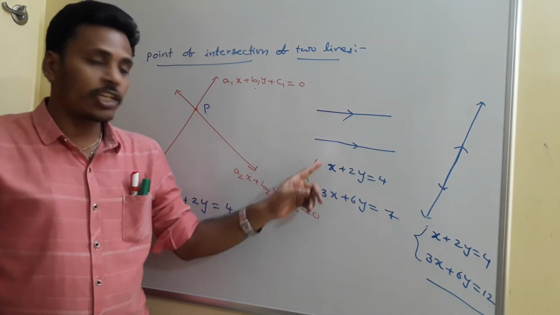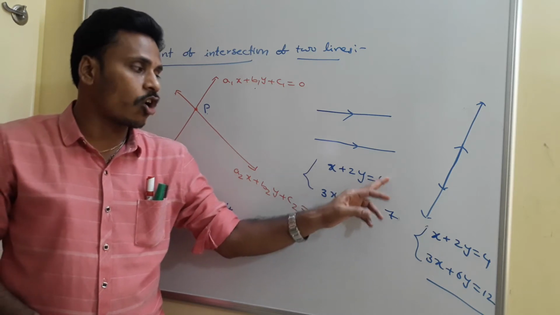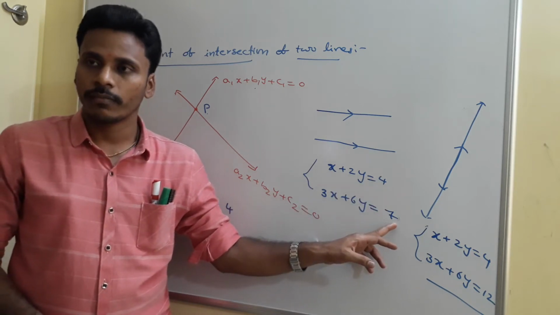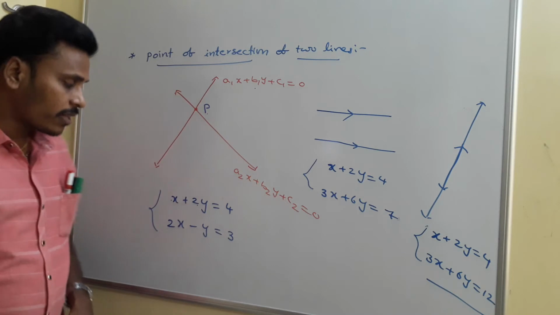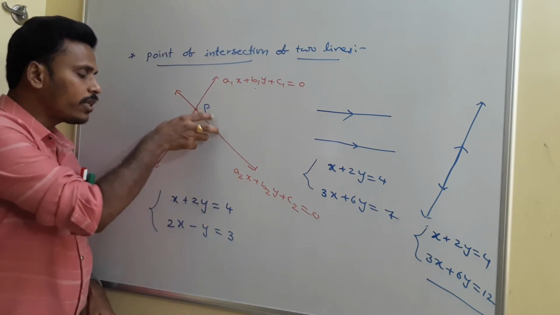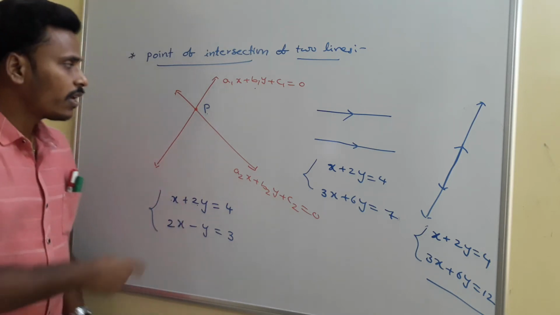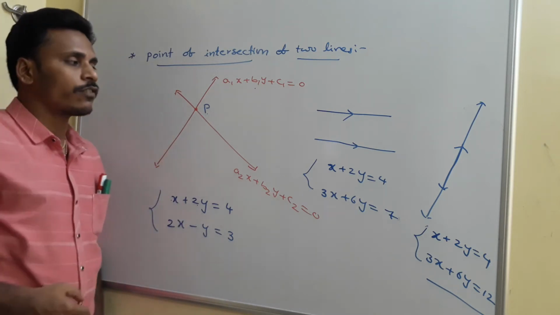In this case, the ratio between x coordinates and the ratio between y coordinates are the same, and that is not equal to the ratio between constants. I think it is clear. Whereas this is a somewhat different case, where the ratios are not the same, and we call this the case of intersecting lines. In this case, we can find a point of intersection for those two lines.